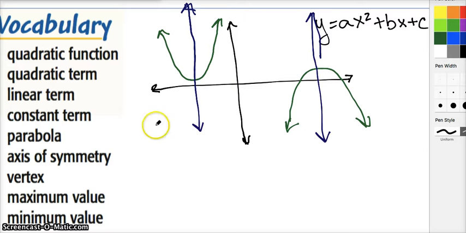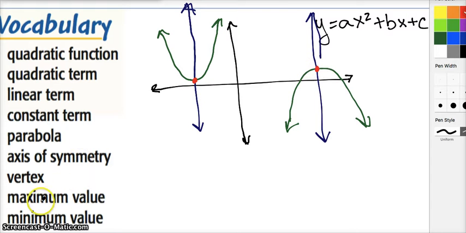And the next concept that we have is the vertex. Now the vertex is just like in geometry. The vertex is the corner point or the bending point. Sometimes I say here the vertex is this bending point of our parabola. So that's going to be our vertex.